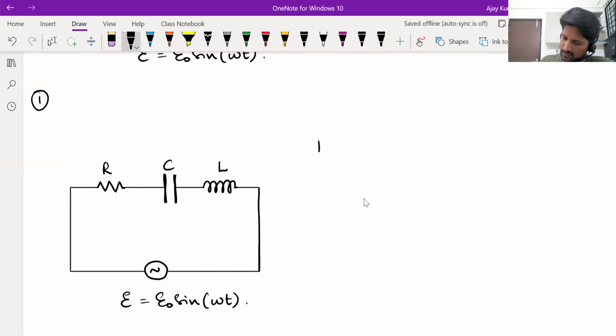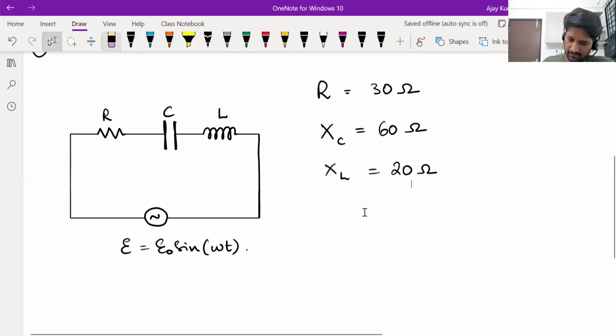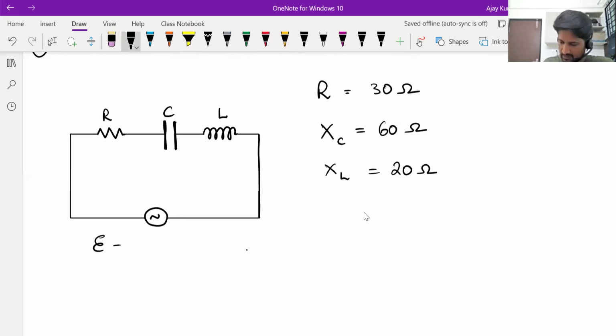Assume the resistance is, say, 30 ohms, XC is 60 ohms, and XL is 20 ohms. And the EMF as a function of time, let's say something like this: 200 sine 100t. Okay, 200 sine 100t.